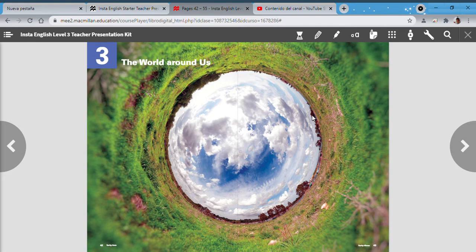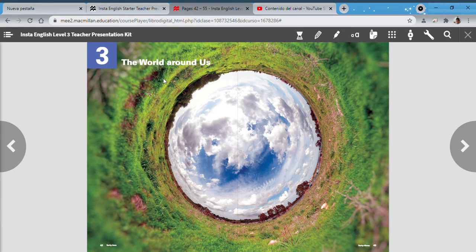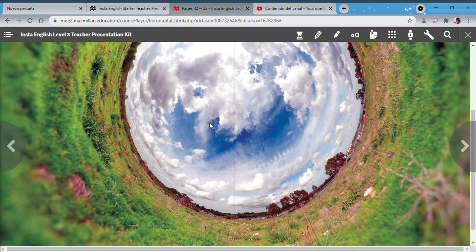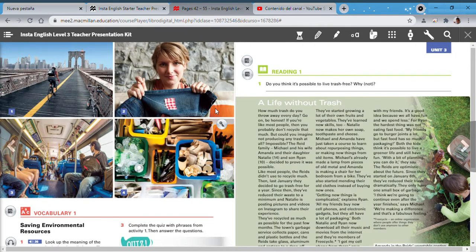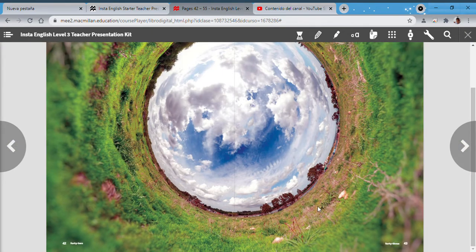Lucero, and we're going to start unit number 3. For unit number 3, we have the title, The World Around Us. Okay, and what we're going to do first is check this picture. Look at this picture, and also this picture, on pages 42 and 43 from the book. So my first question, what can you see in this picture?